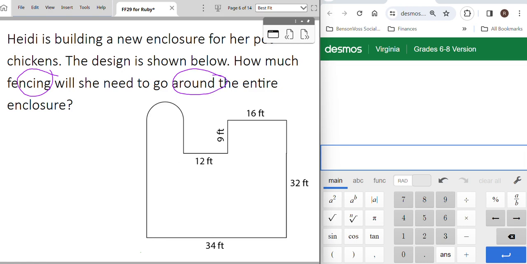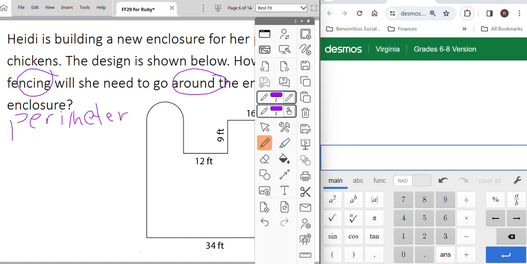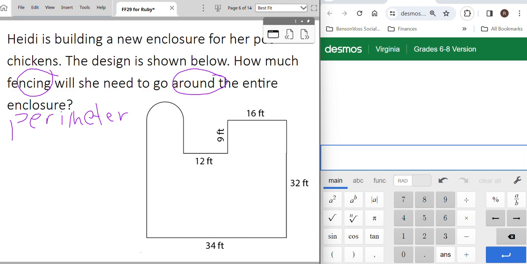So that means that we are finding the perimeter. So I'm going to write that down. We're finding perimeter. This is not area. We just want to know how much we need to go around it. So I'm going to grab a highlighter for a second so I can show you what I mean. We need to add 12 plus 9 plus 16 plus 32 plus 34.